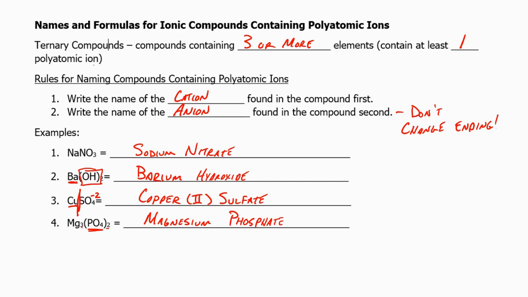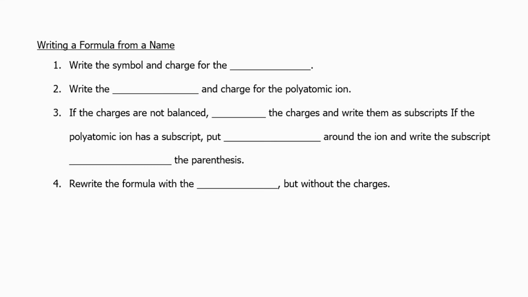And so this is taking the name and writing out the formula. So this is similar to what we've already talked about. Our first step is to write out the symbol and the charge for our cation. Then after we write the symbol and charge of our cation, our next step is to write out the symbol and the charge of our polyatomic ion.